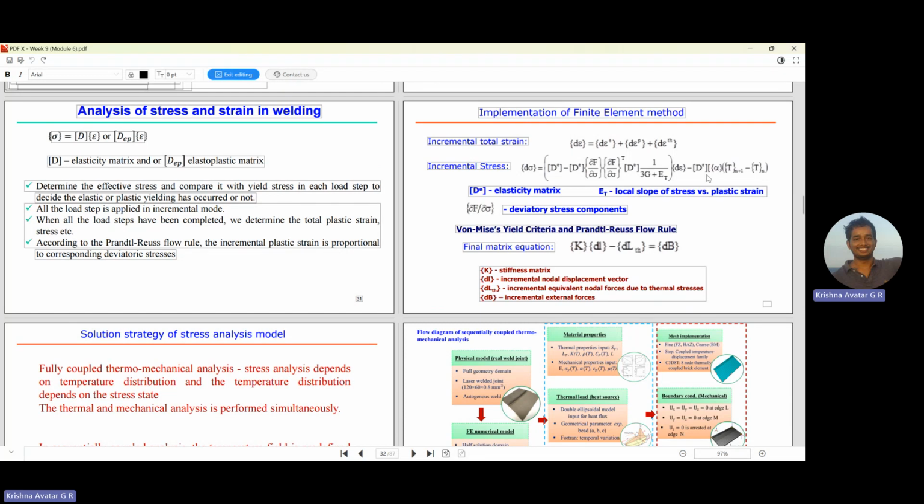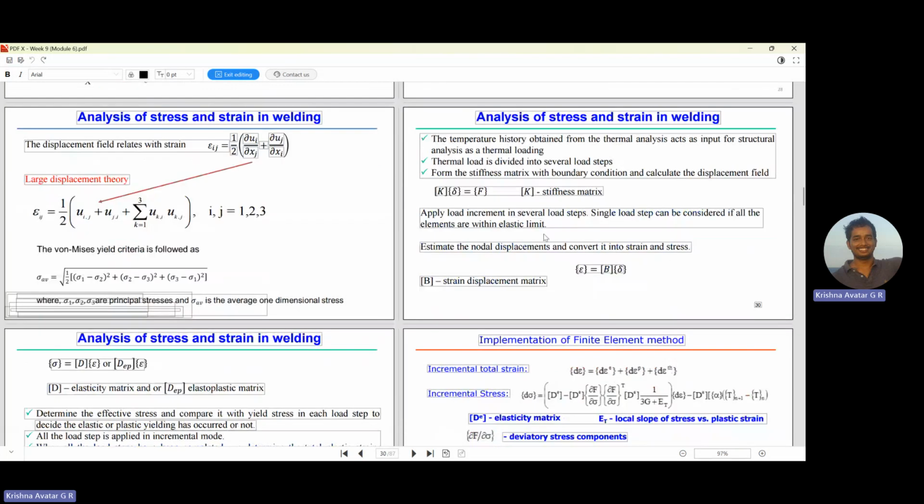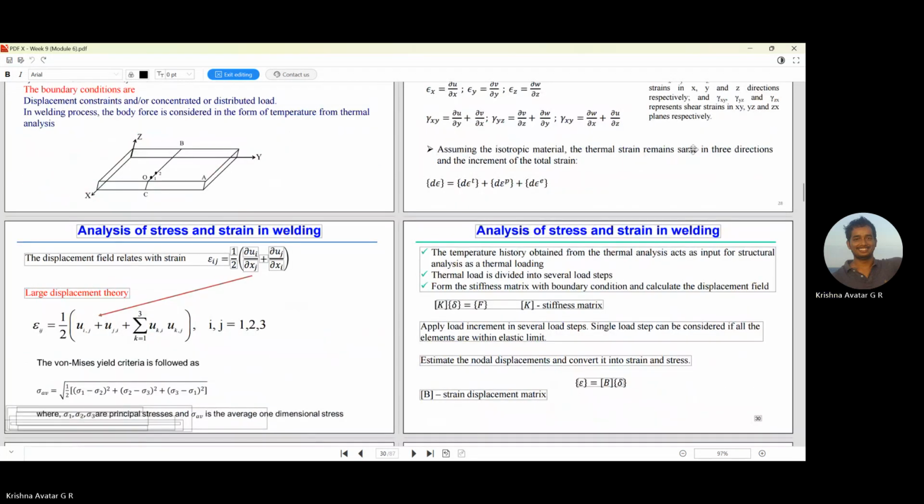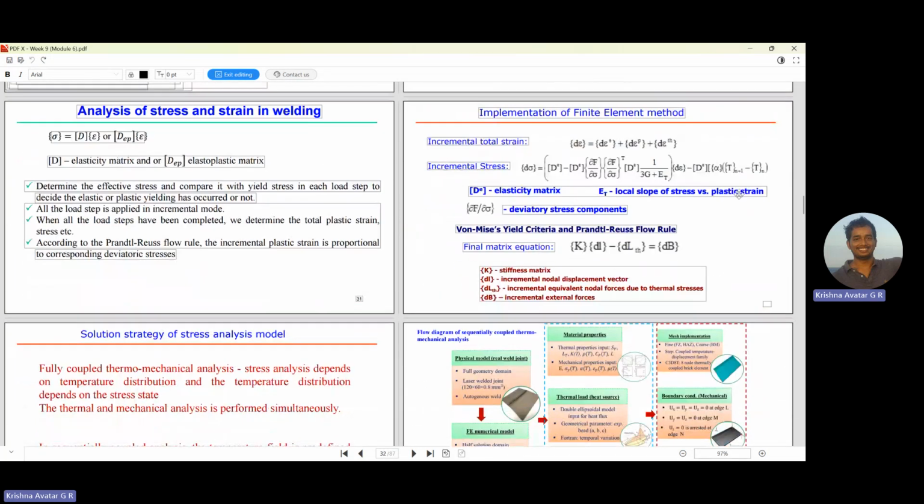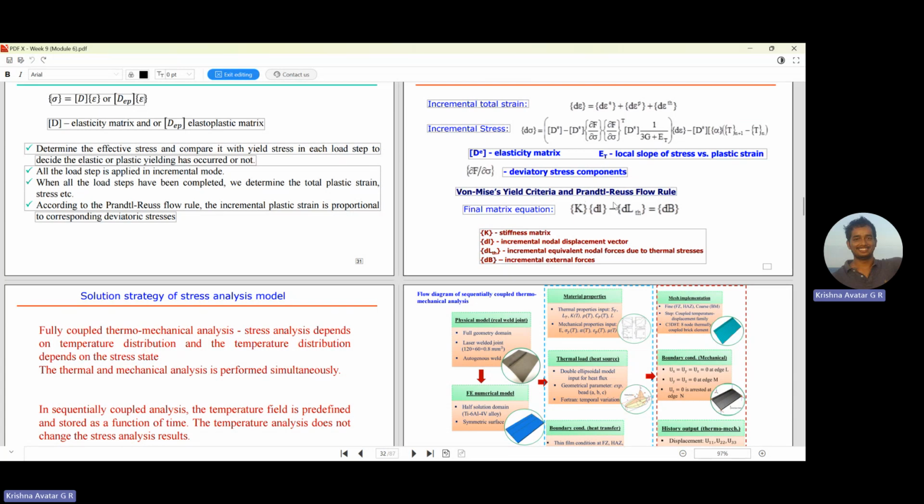And as we recall, the thermal strain happens to act in all directions equally, right? And for an isotropic material, once again, just to remind you. So E_T is the local slope of stress versus plastic strain, and then the deviatoric stress components. This all comes to that yield function. And the von Mises yield criterion and Prandtl-Reuss flow rule give K into dL, where dL is the incremental nodal displacement vector, minus dL_th is the incremental nodal forces due to the thermal stresses, and dB is the incremental external forces. Then we have this matrix equation.